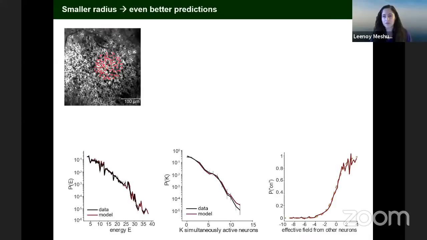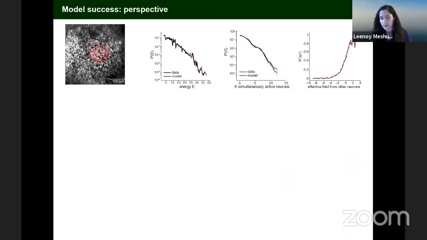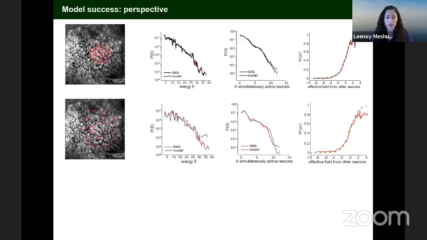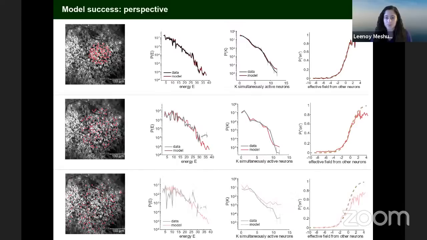Because the first time that we took the sample of the neurons from the larger radius, some of the plots there looked like success. And had I not shown you the other, maybe we would have been content with that. Let's look at all of them together for a moment as perspective for what it means to have success here. So that's the tightest radius, the smallest one, a larger one, and an even larger one. And looking at all of them together, maybe now we have more perspective as to what exactly is success.